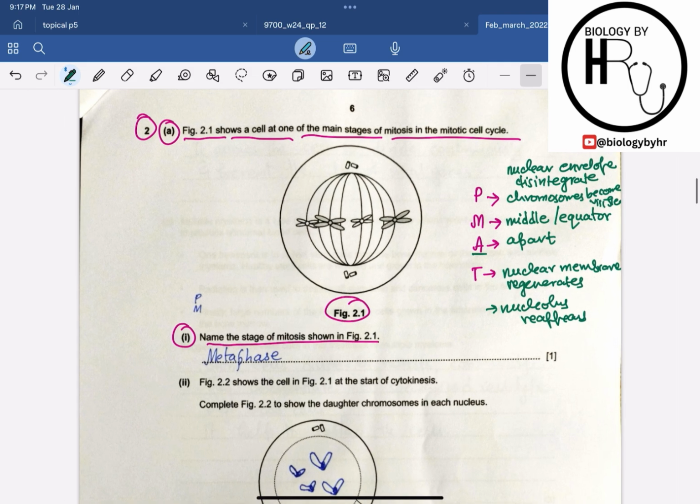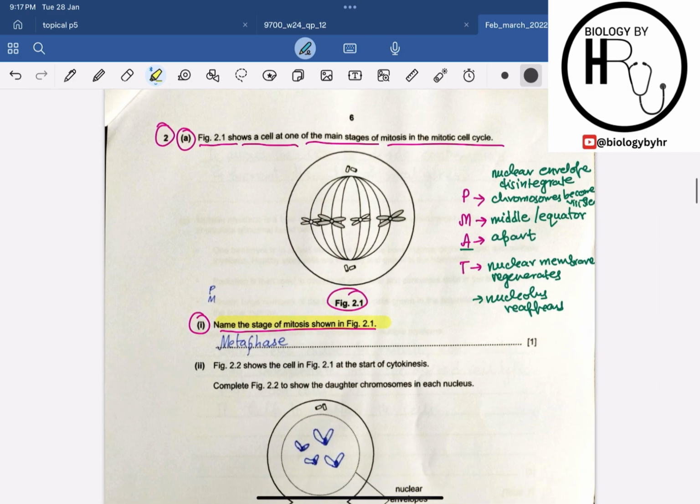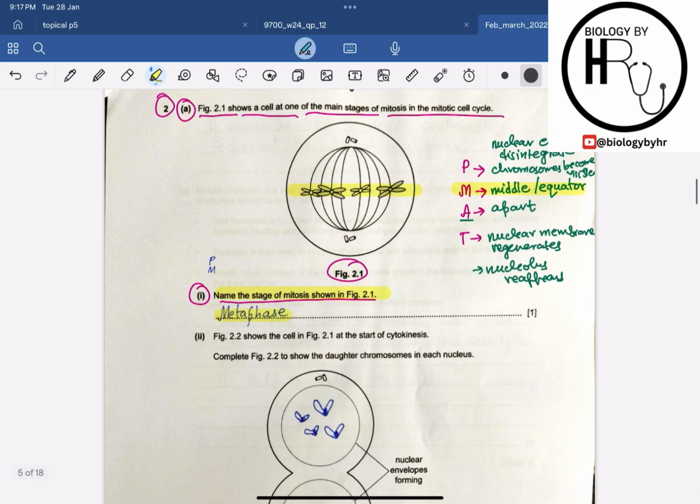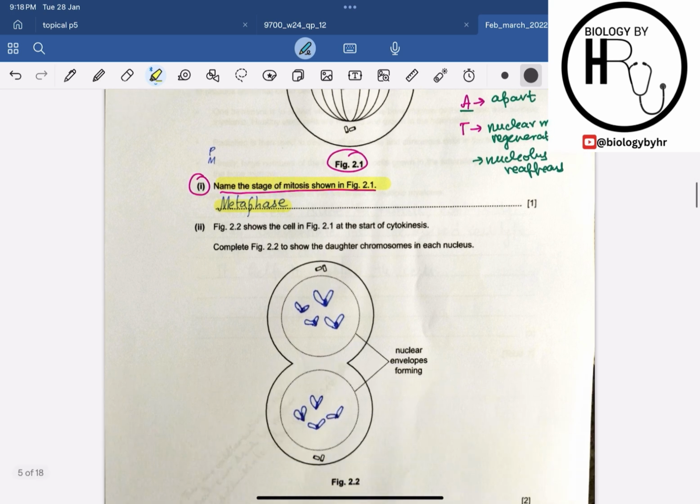So they are asking us to name the stage of the mitosis shown in figure 2.1. We can clearly see that the chromosomes are aligned at the equator of the cell, so it must be the metaphase. Alright, so the answer to this question is metaphase. As I am explaining each and every part in detail, I hope it is easier for you guys to understand. And in case of any confusion, you can always comment. I'll be there to reply to your comments.